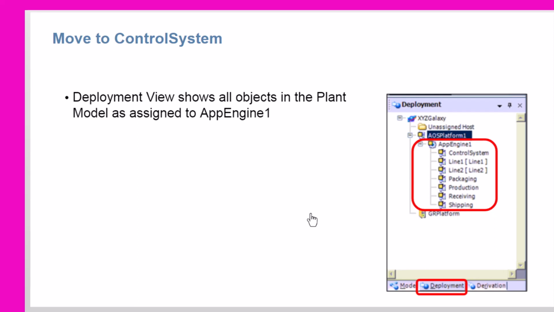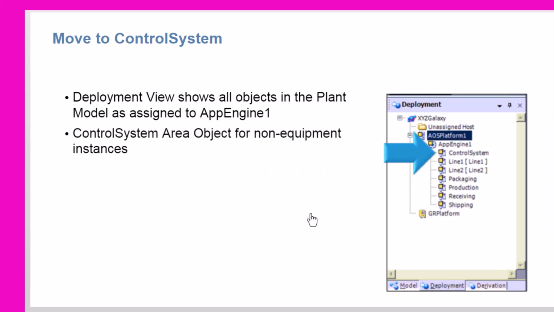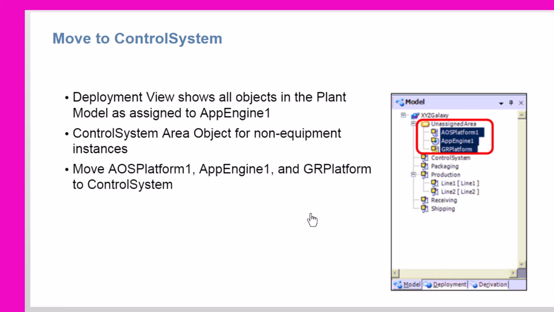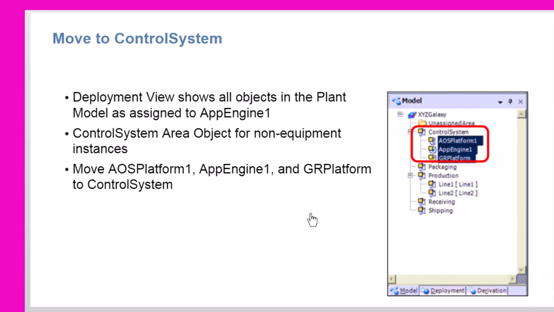As previously shown in this training, we created the control system area object for non-equipment instances. This also acts as a logical organization for filtering alarms, as you see in the Alarms training modules. Now, let's return to the Model tab view. We move AOS Platform 1, App Engine 1, and the GR platform into the control system area from the unassigned host area, either by using drag and drop or right-click Assign to methods.